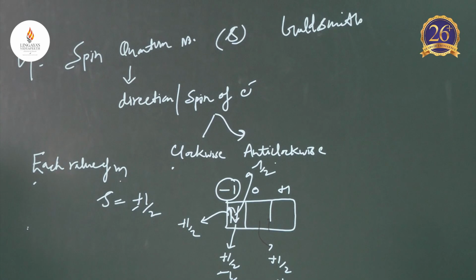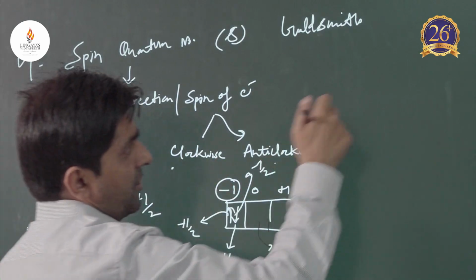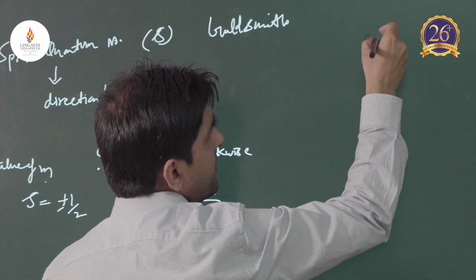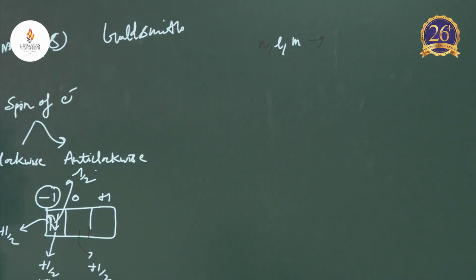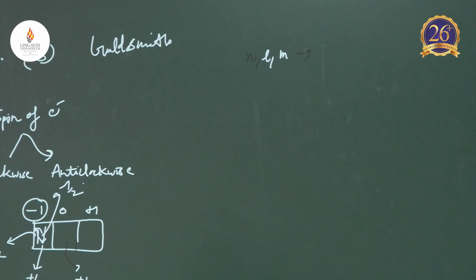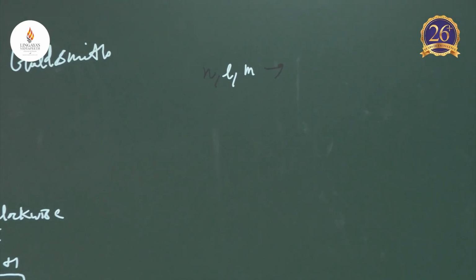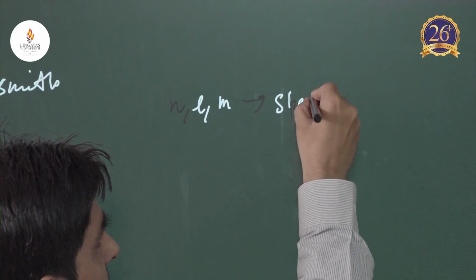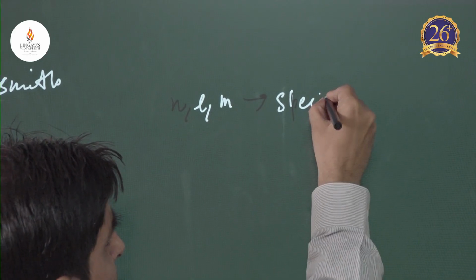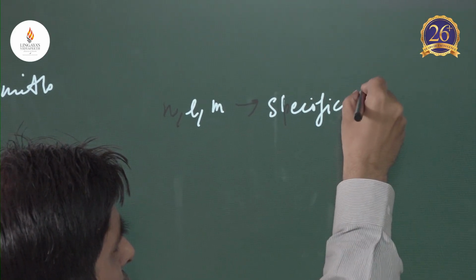So these are all 4 quantum numbers, and quantum numbers N, L and M all 3 together tell us the designation or specification of the orbital. Which orbital is there? Specification of orbital.